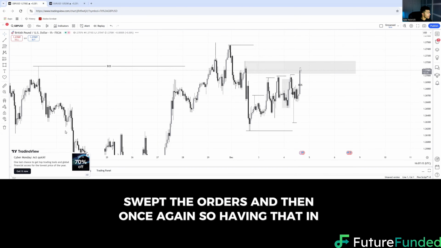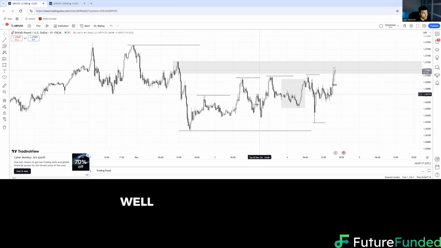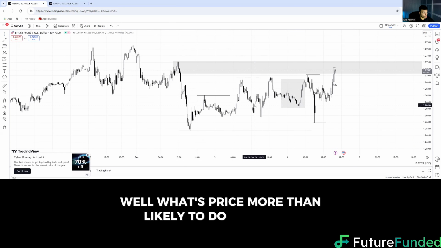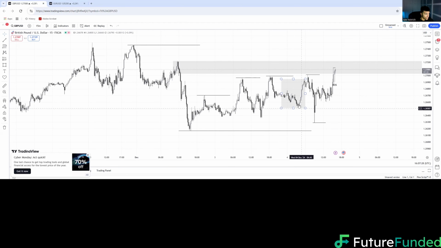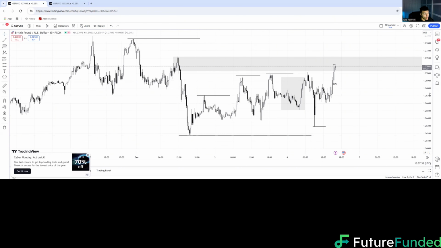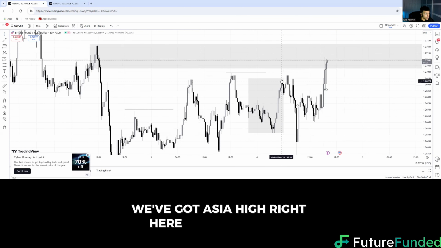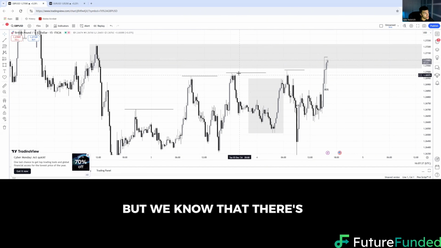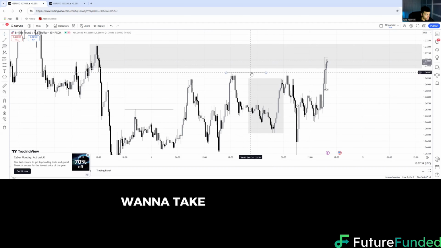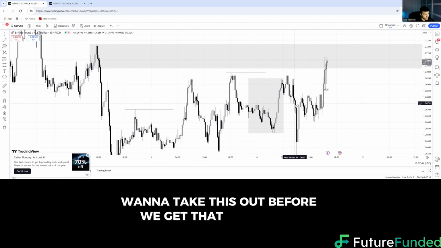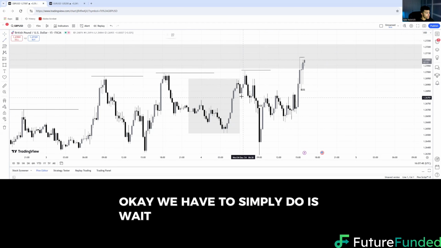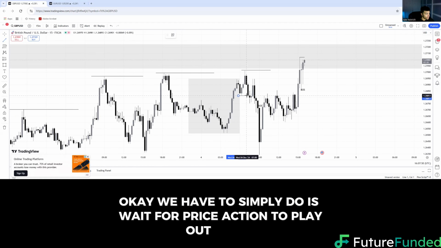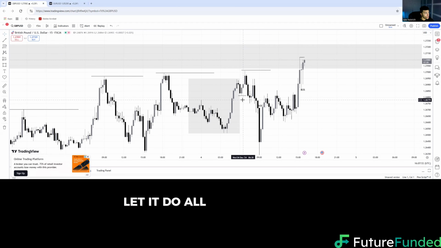So having that in mind, you can look at that and say, okay, well, what's price more than likely to do right this second? Well, considering that we've just gone through Asia session and price is now pushing to the upside, we're close to that high. We've got Asia high right here from this wick, but we know that there's a pretty good chance that price is probably going to want to take this out before we get that real move happening once more. Okay, all we have to simply do is wait for price action to play out for us. Let it do all the hard work for us.